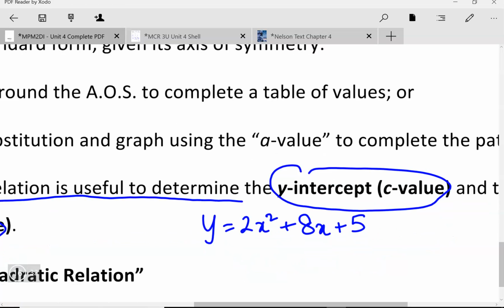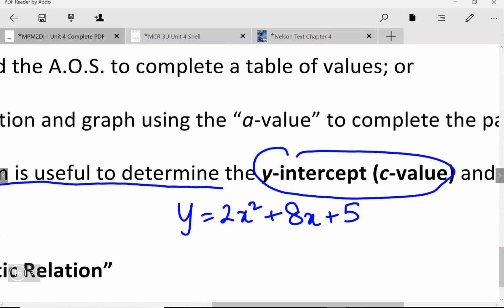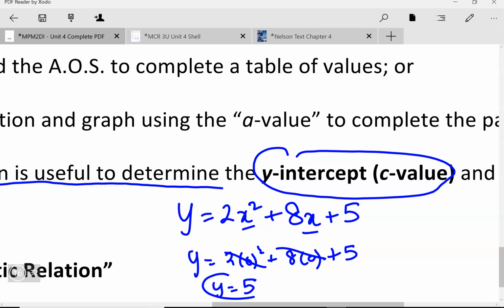If we take a look at this example, really, and if you say let x equal 0, so I want to find my y-intercept, which is the value where x equals 0, I get y equals 2 times 0 squared plus 8 times 0 plus 5. Always the x squared and the x terms will be 0, so we can just cross those out, and you get y equals 5. This is my y-intercept, or just the c value. That's why the y-intercept is always a c value, because when you substitute in x equals 0 and you solve for y, y will always be equal to c.